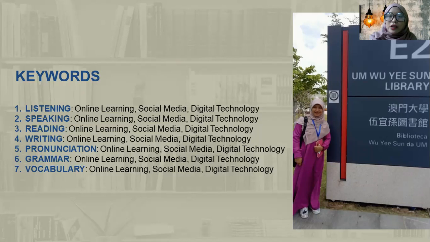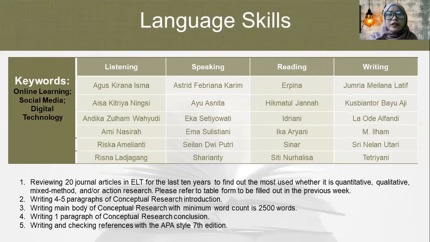Okay, so let's have a look here, because I actually have a list of your names in the LMS. Last week we talked about making the group division, so more clearer group divisions. So here I have 4 main keywords of skills: listening, speaking, reading, and writing. And remember, the following sub keywords are online learning, social media, and digital technology.